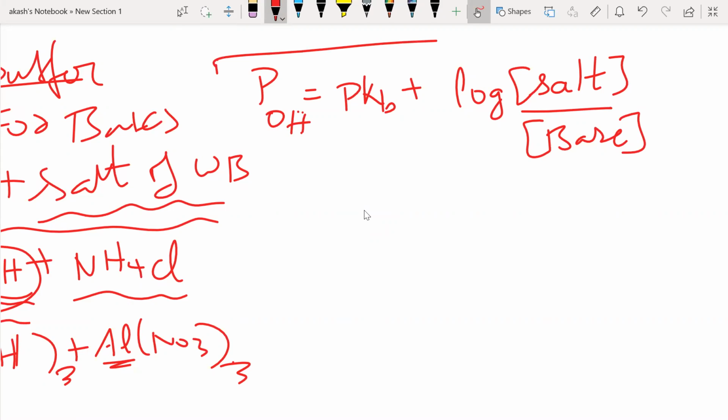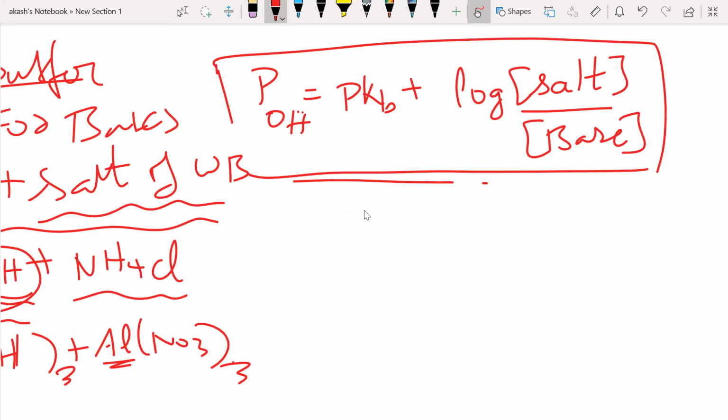So you can see, this is the formula. Only one formula to remember, one formula for basic buffer, one formula for acidic buffer. So pOH is equal to pKb of the weak base, you're using NH4OH in this case, plus log of the salt concentration divided by the base concentration, whatever concentrations you take. So that's very simple. Next we go for acidic buffer.